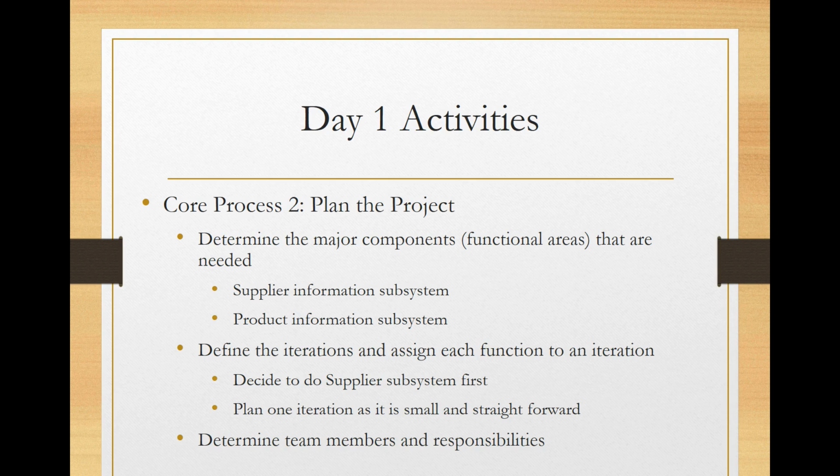So decide to do the supplier subsystem first, and plan that iteration as smaller and straightforward. And part of that, we already know what we have in place. And you guys don't yet. So the reality is with RMO, they said, hey, we have a lot of these pieces already existing. We can build a very small iteration, and we can add the supplier subsystem first. We already have suppliers in our database. We just need to add an interface to add those remotely, essentially.